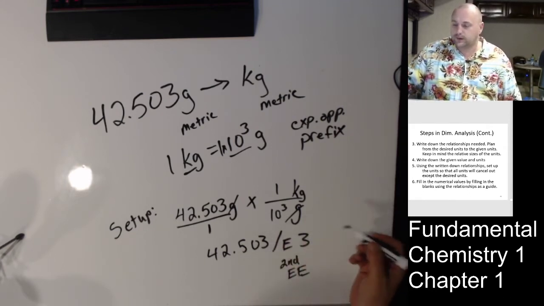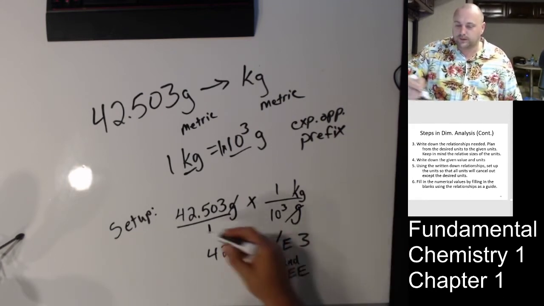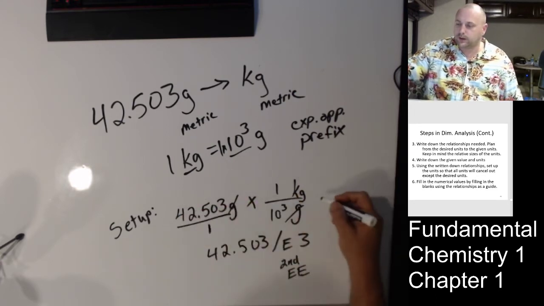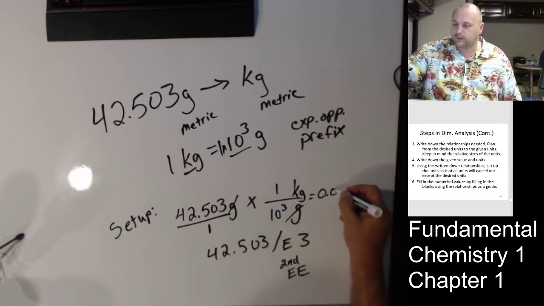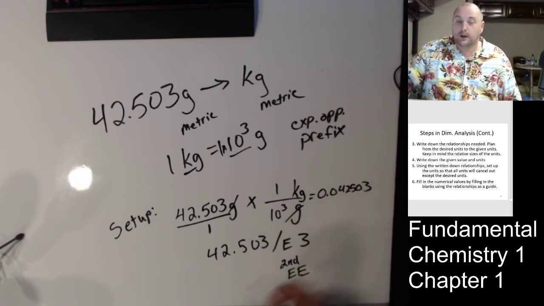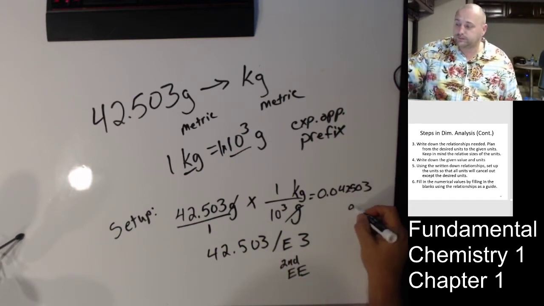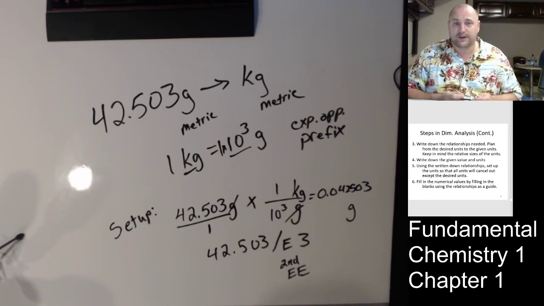All right. So I do this, and I'm going to get 1, 2, 3, I'll get 0.042503. And then you have to show your units. Now we should also worry about sig figs.